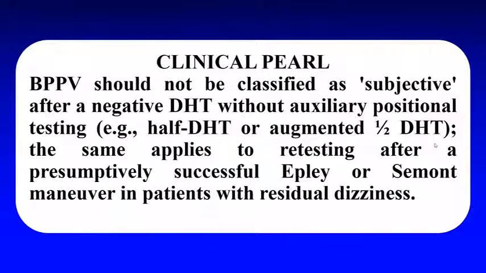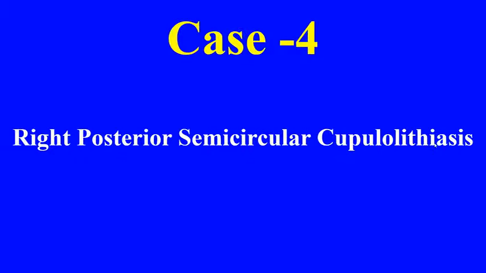So BPPV should not be classified as subjective after a negative Dix-Hallpike test without auxiliary positional testing. And these positional tests, which are called auxiliary positional tests, are the half Dix-Hallpike test or augmented half Dix-Hallpike test. The same applies to retesting after a presumptively successful Epley or Semont maneuver in patients with residual dizziness, especially the sitting of vertigo. Case 4 is my last case.